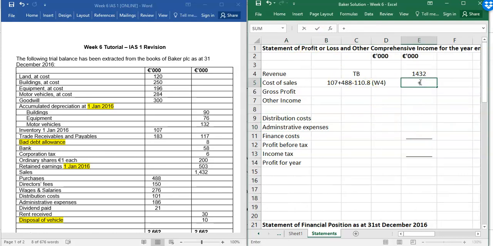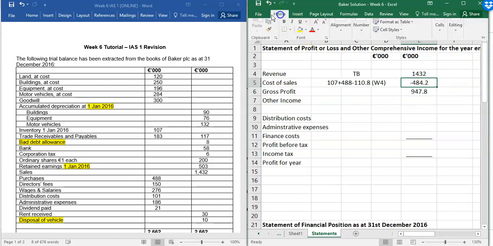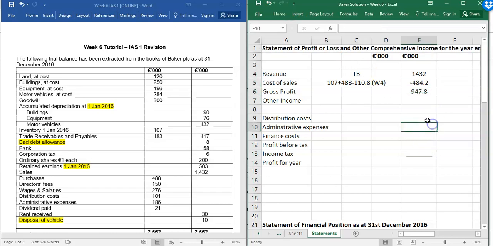So here, minus brackets 107 plus 488 minus 110.8 gets me to minus 484.2, and your gross profit is 947.8. So it's not much to that, but it's just important to practice, and particularly your layout, showing the examiner where figures come from. Because if we can't see where they come from, you won't get your marks.